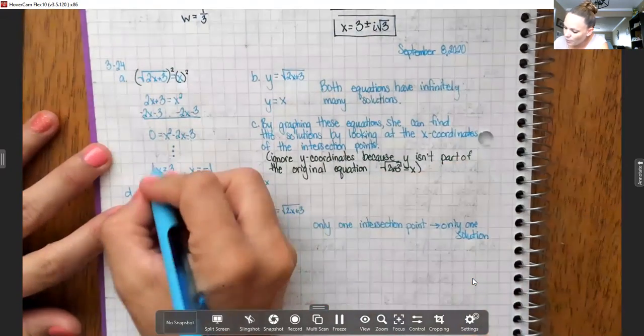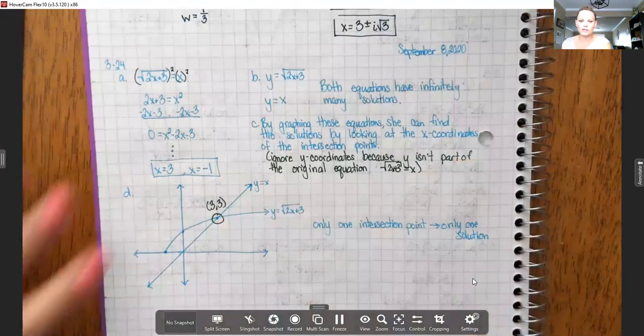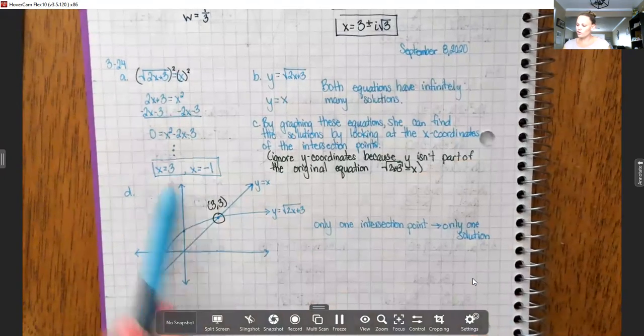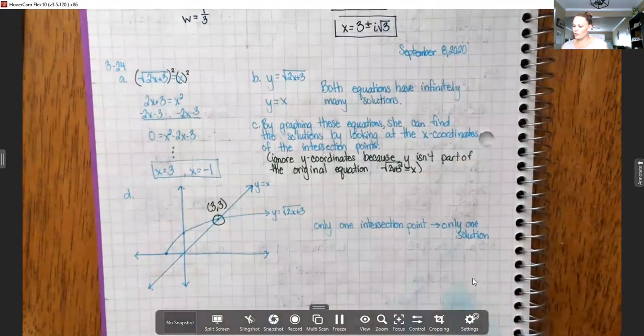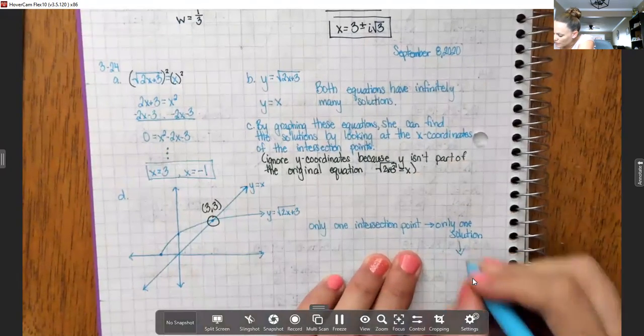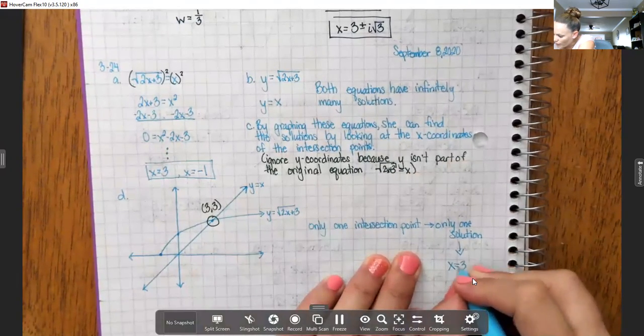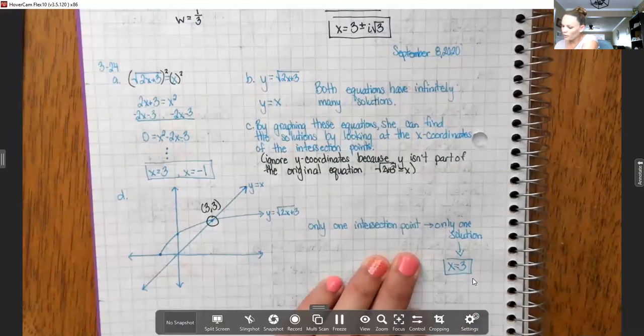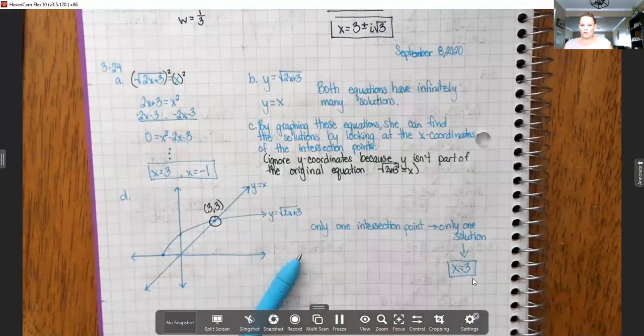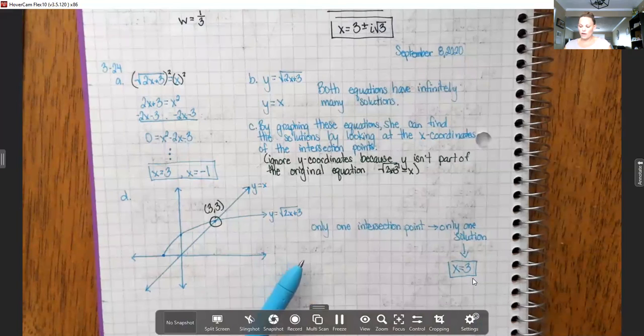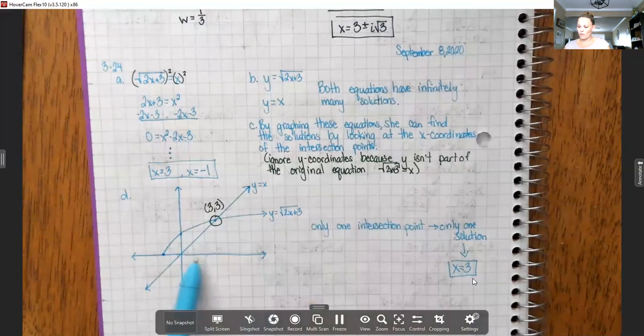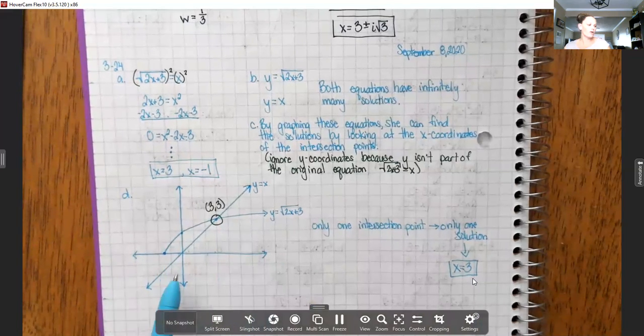Even though back here, when we solved it, we got two solutions. When we graph it, we see there's only one solution, and that solution is just x equals 3. The other one we had was -1, but we see they don't intersect here when x was -1.